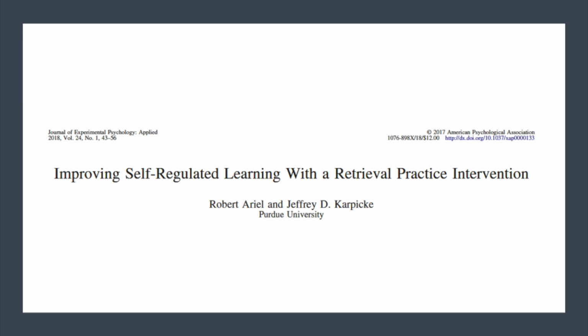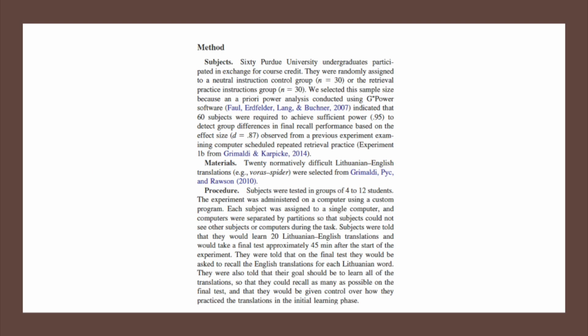Ariel and Karpicki's research is on improving self-regulated learning with a retrieval practice intervention. For their method section, they divided into 3 categories: subjects, materials, and procedures. For their subjects, the participants in their research, they used 60 undergraduates from Purdue University. They then explain why they chose 60 students and why this is an appropriate number for their research.